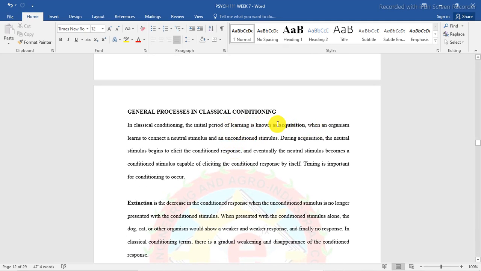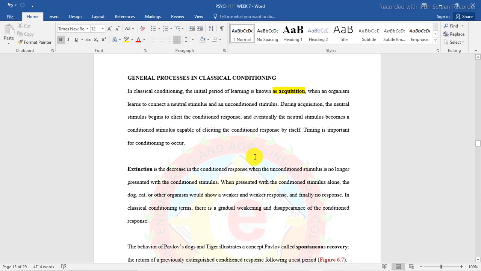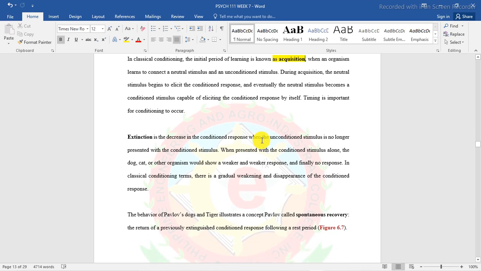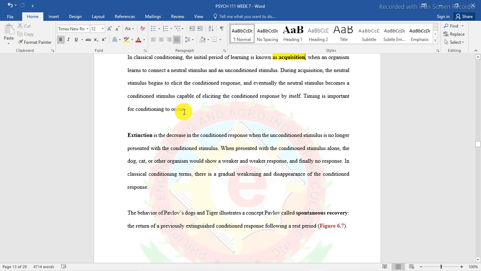So, here we have this acquisition. In classical conditioning, the initial period, first pa lang, is when an organism learns to connect the neutral stimulus with an unconditioned stimulus. So, kinokonekta yung food sa bell. During acquisition, the neutral stimulus begins to elicit the conditioned response. And eventually, the neutral stimulus becomes a conditioned stimulus, capable of eliciting the conditioned response by itself. Timing is important. Okay.